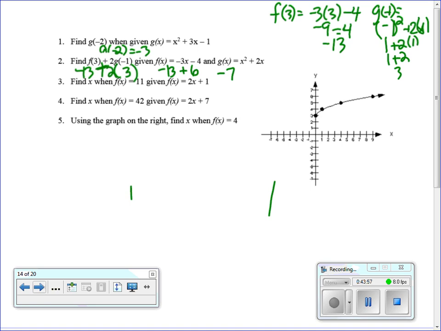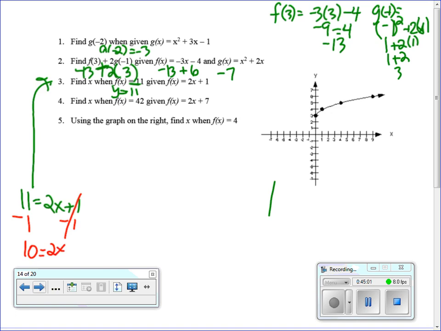The important thing to remember there is to evaluate the f of 3 part and the g of negative 1 part first, then put them back in for those values. So substitute in the values that you got for f of 3 and for g of negative 1. For 3, finding x when f of x is 11. So this is the part where it's a little bit different. We are given f of x is 11, so what we're actually given is y equals 11. So instead of plugging it in for x, we're going to actually replace f of x with 11. So for 3, come down here, and instead of f of x equals 2x plus 1, we'll have 11 equals 2x plus 1. And then you'll solve that equation. Use inverse operations, so minus 1 on both sides to get rid of the plus 1. That'll leave you with 10 equals 2x. And then you'll divide both sides by 2.